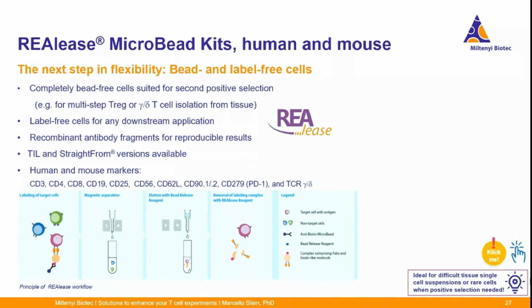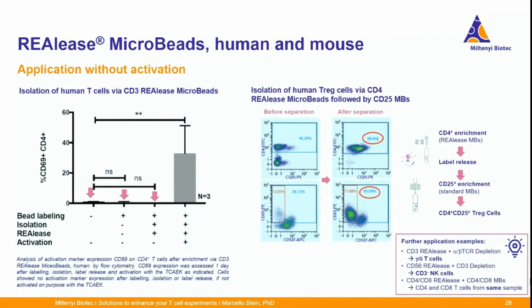And an additional optional step can then be applied using the REAlease reagent to also remove the bound antibody biotin complex from the cell surface, thus to obtain completely label-free cells and make all epitopes accessible again. However, the advantages of REAlease do not end here. REAlease is so gentle and minimally invasive due to the special structure of the REAlease complex that even cell isolation via CD3 does not activate the T cells, regardless of the label removal.